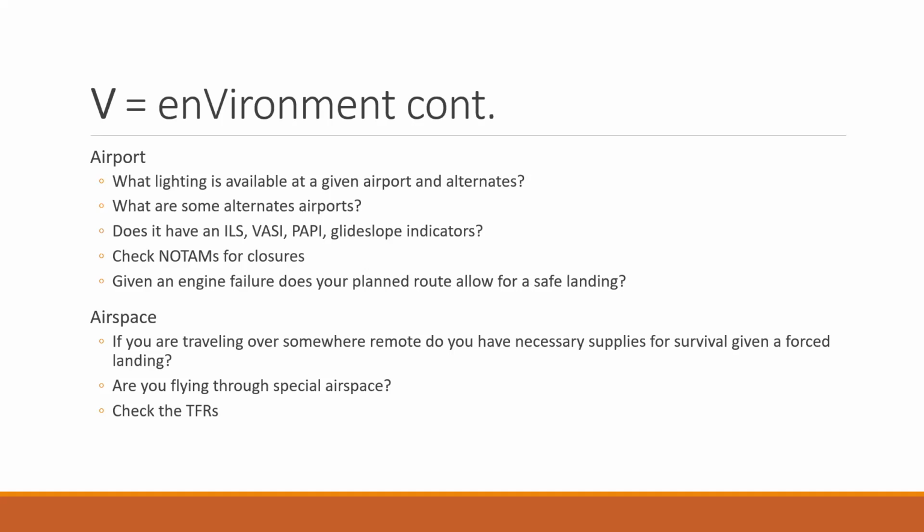And finally, we'll talk about airspace here. So, is it a special use airspace like a military operating area, or a restricted airspace like a TFR? Making sure you know where those are at on your route. Maybe where you're flying is like mountainous terrain. So if you had to make a crash landing, it might not be the easiest place to get in and out of. So maybe you take some survival gear with you when you're flying over that type of terrain. Those kinds of things.